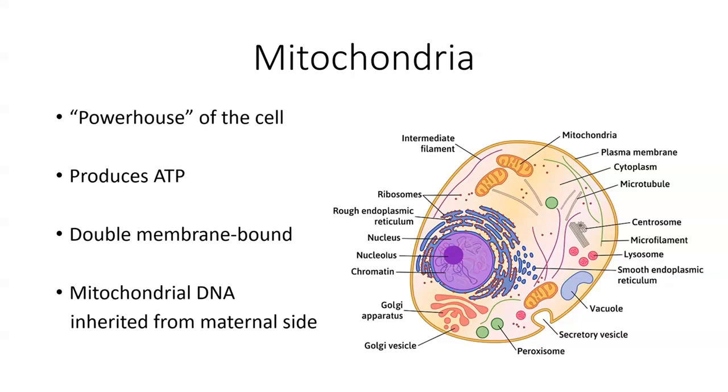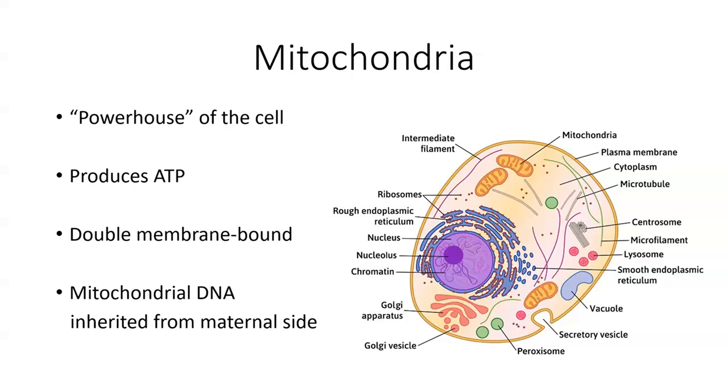Taking a look at the various organelles now, and the first organelle that we'll focus on is the mitochondria. And because the mitochondria generate most of the ATP used within the body, and ATP is the energy of the body, mitochondria are often referred to as the powerhouse of the cell.